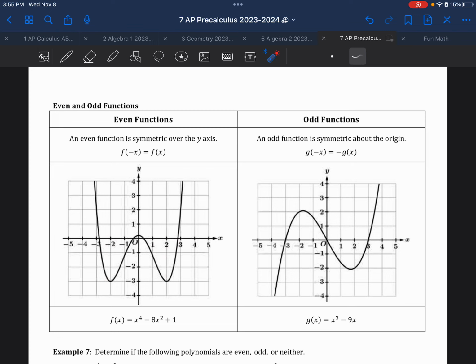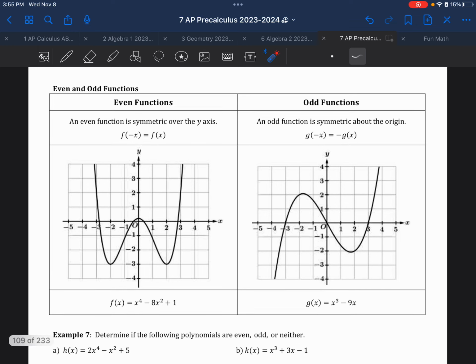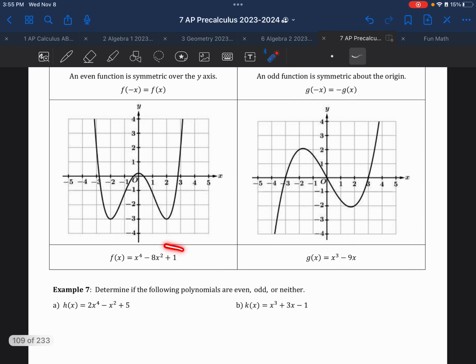And an odd function is symmetric about the origin, which means if I have a value right here, it rotates around here, around the origin, and we see that it is indeed on the other side. So it's kind of like reflecting over the y-axis and the x-axis. So if I reflect over the y-axis, we come over here, and if I reflect over the x-axis, I come over here. So it's kind of like a double reflection for an odd function. And they gave you examples of them down here.